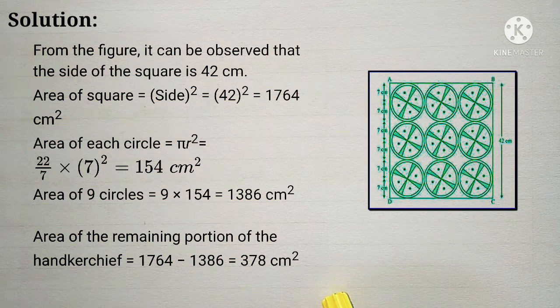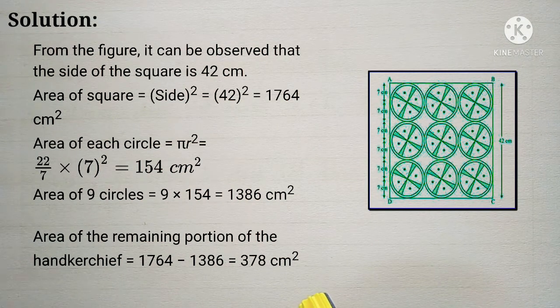Now, as you see the solution given here, first of all we write the side. Which one do we find from the diagram? Side equals how much? 42 centimeter. So easily we can find the area of the square, isn't it? How can we find the area of a square? Side into side. So we get 42 square, ultimately 1764 centimeter square. Is it clear?